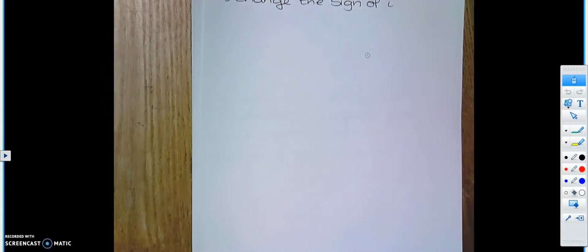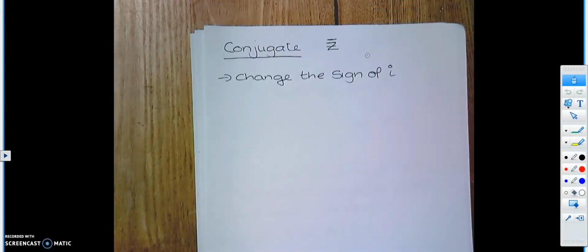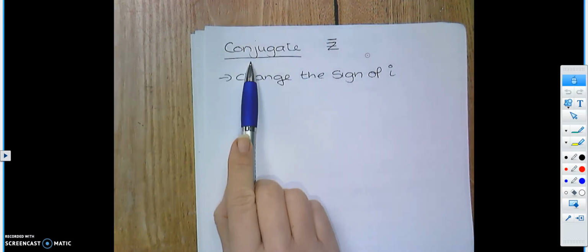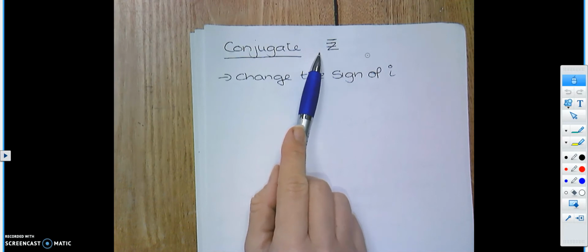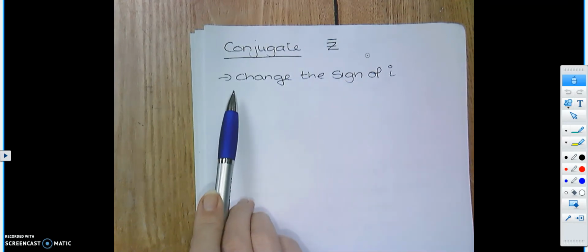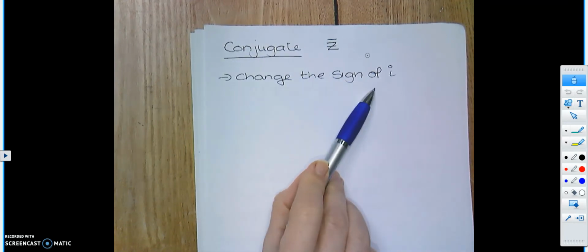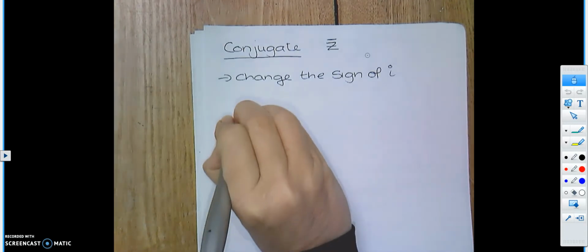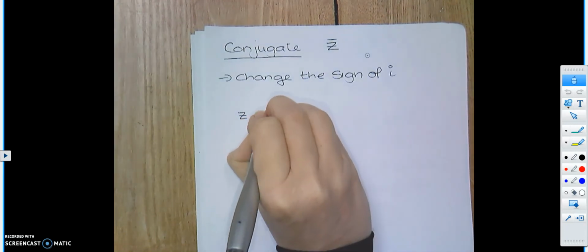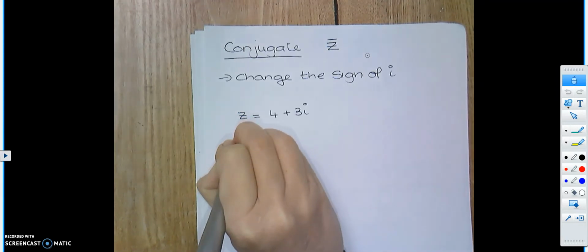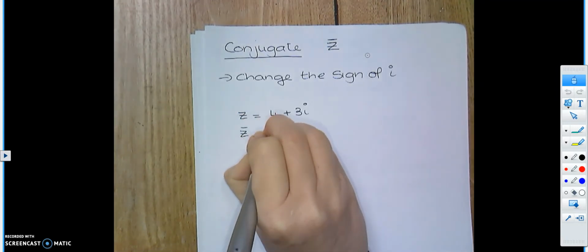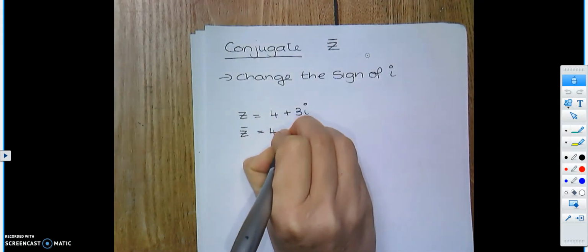All right, the third part for complex numbers is conjugates. The symbol for a conjugate is z with a little bar across the top of it. In terms of your conjugate, you're changing the sign of your i. So if you got told z was equal to 4 plus 3i, the conjugate of z is 4 minus 3i.